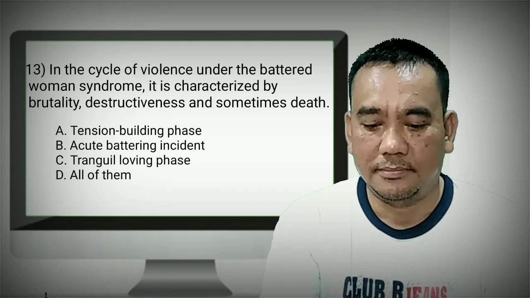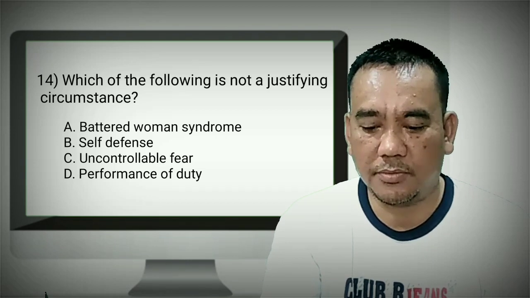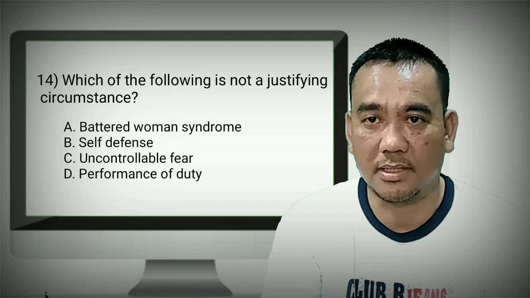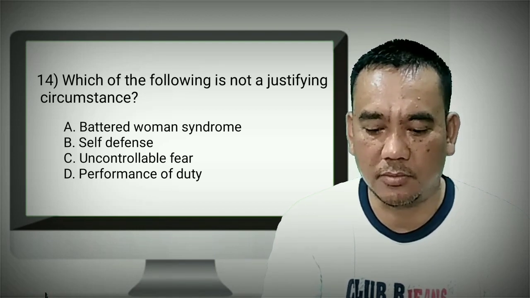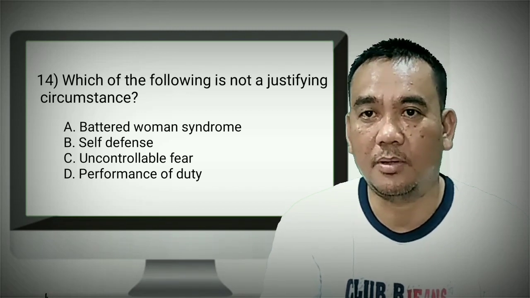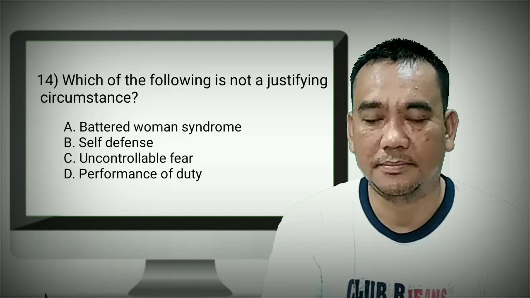Number 14. Which of the following is not a justifying circumstance? A. Battered woman syndrome. B. Self-defense. C. Uncontrollable fear. Or D. Performance of duty.